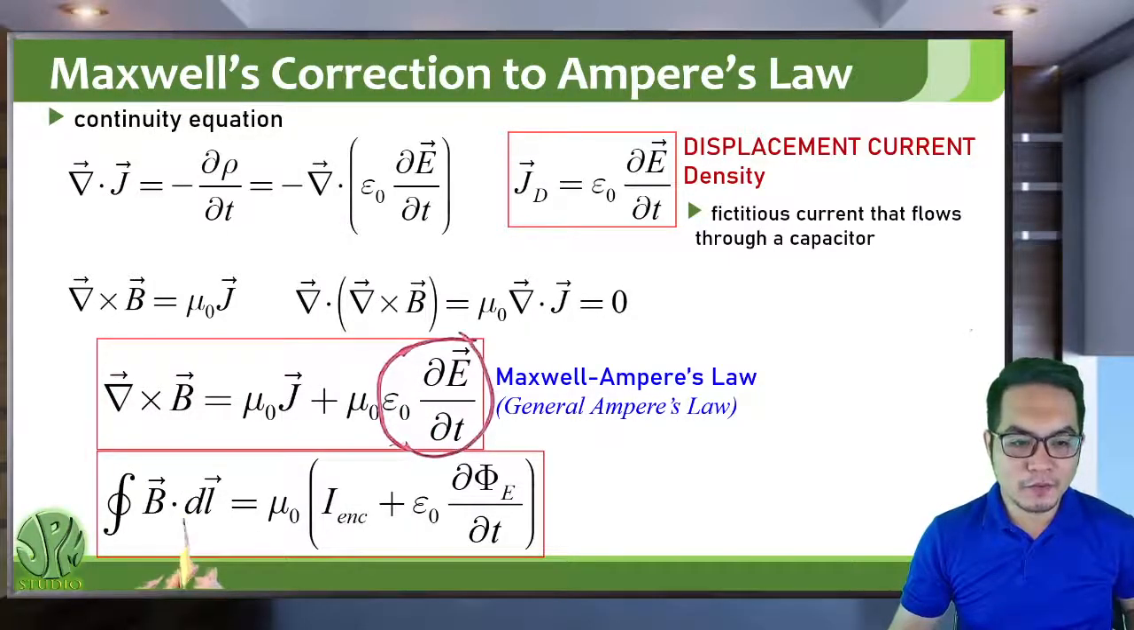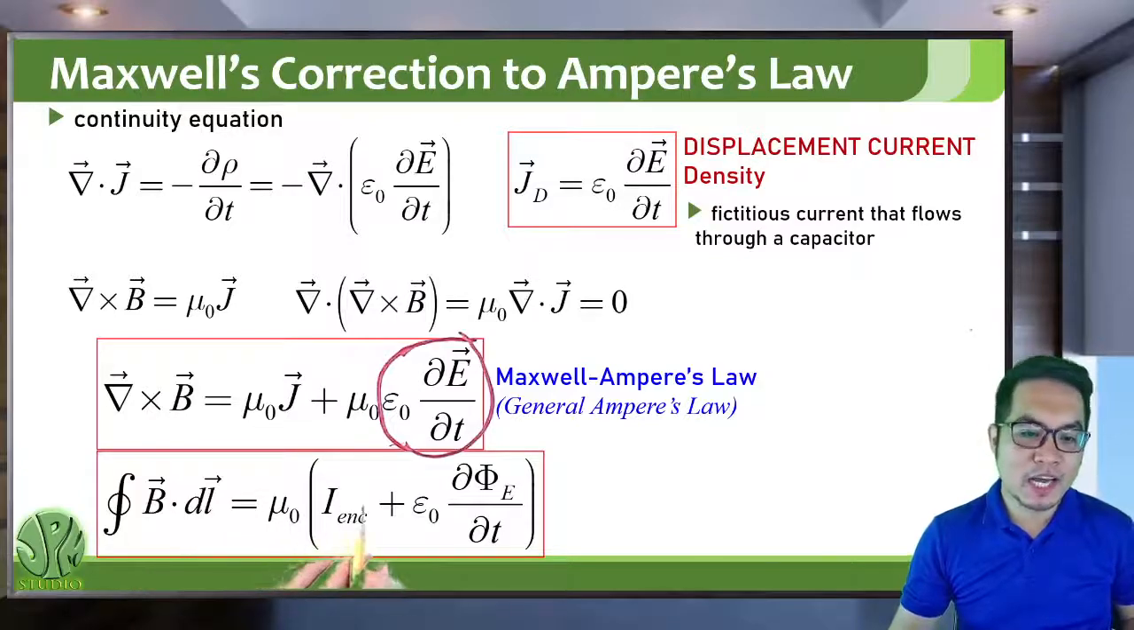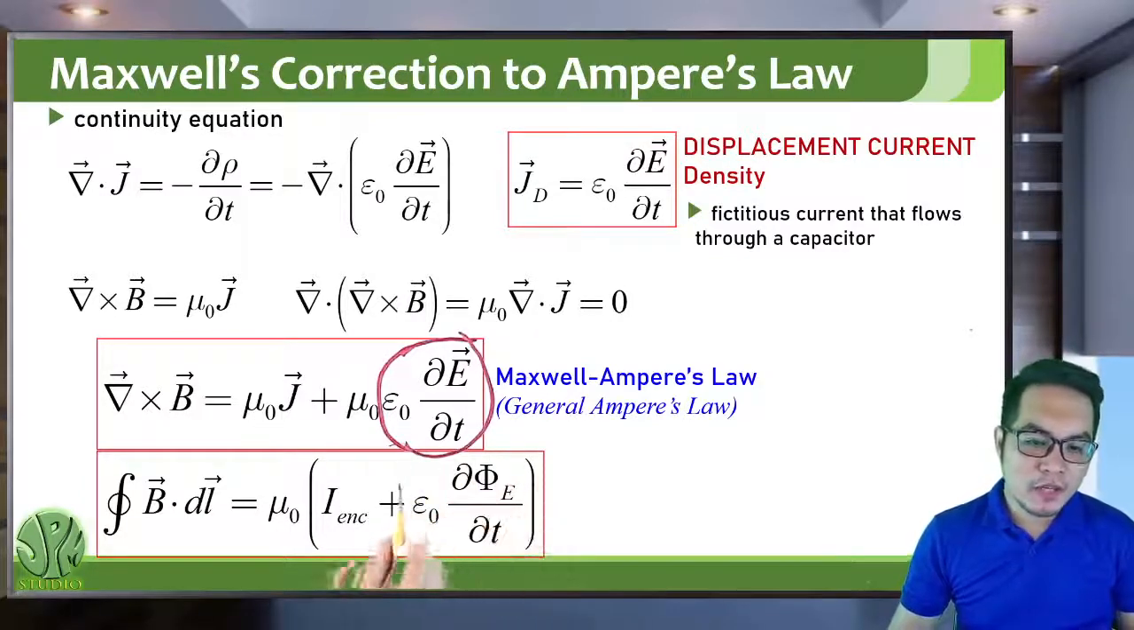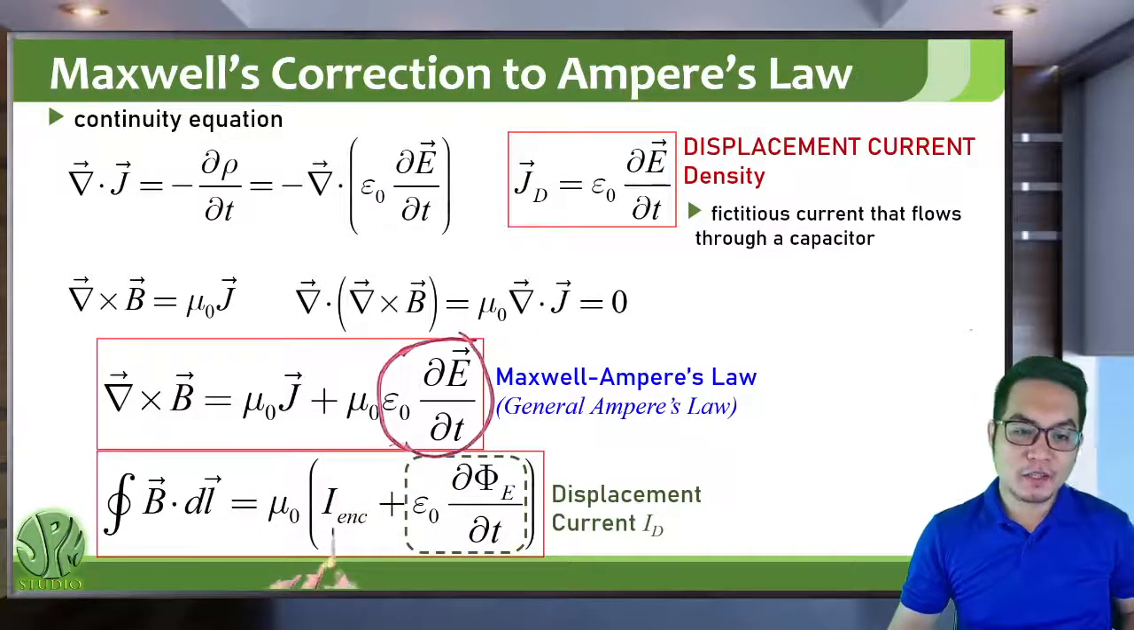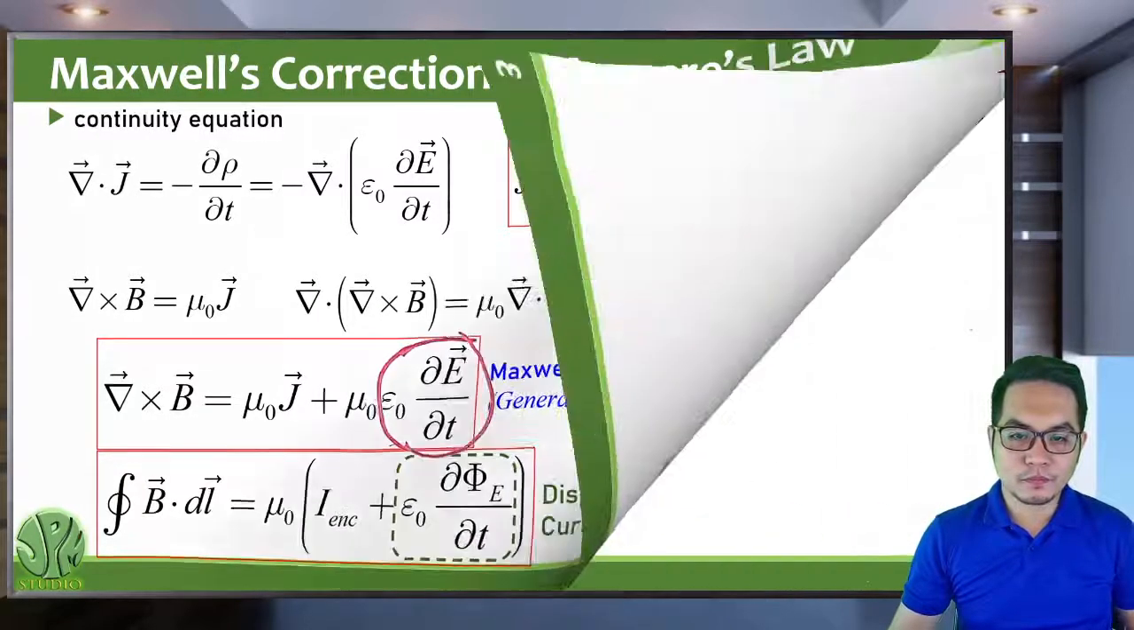So in integral form, it's the closed line integral of B dot dl equals mu naught I enclosed, but there is now an extra term, and this extra term is I_D enclosed, or the displacement current enclosed. So the total current enclosed is now the conduction current enclosed plus the displacement current enclosed.